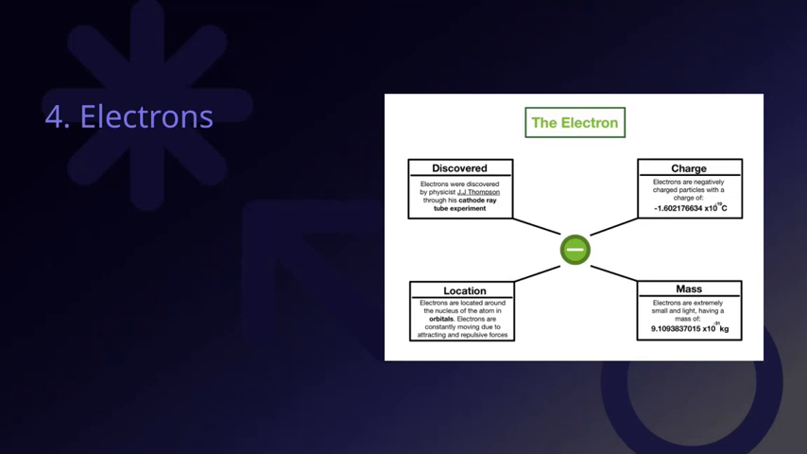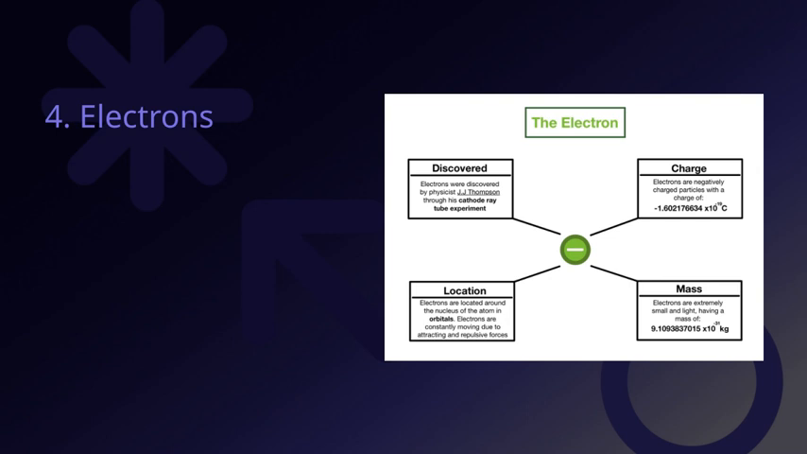Let's talk about electrons. These tiny particles are fundamental to understanding how atoms and molecules behave. Electrons are negatively charged, which means they play a crucial role in electrical conductivity and chemical reactions. Their movement around the nucleus creates electric currents, which are essential in everything from powering our devices to biological processes in our bodies. What's really fascinating is that electrons don't just orbit randomly. They exist in specific energy levels or shells.